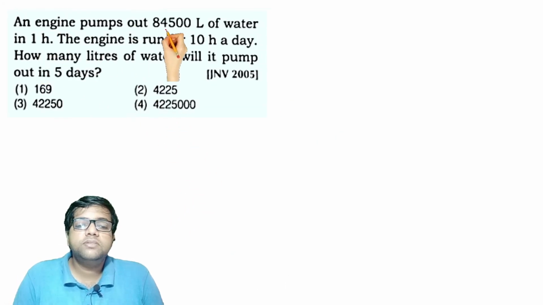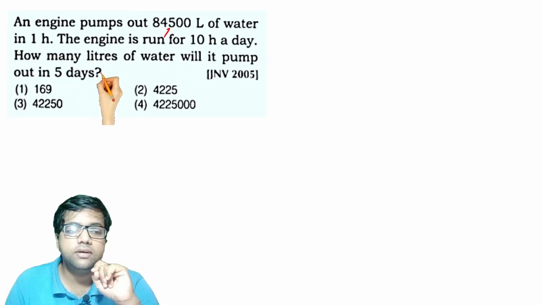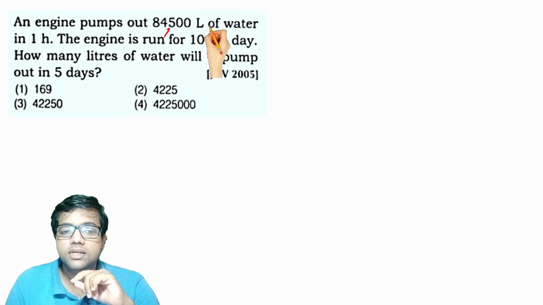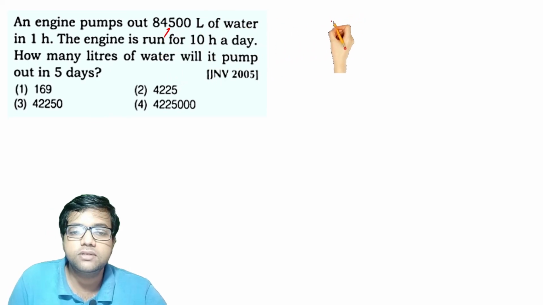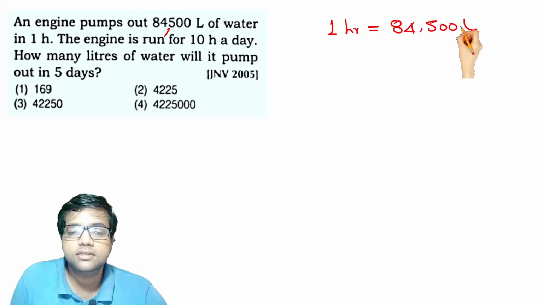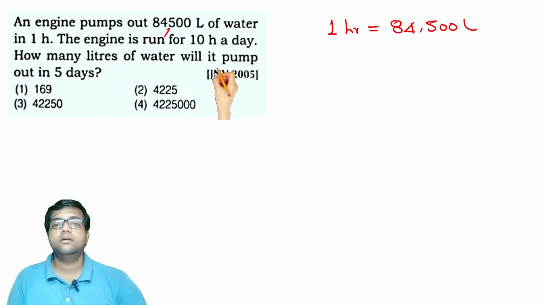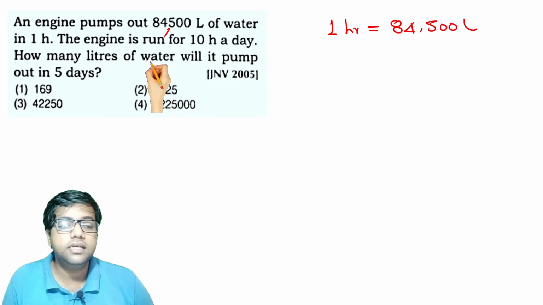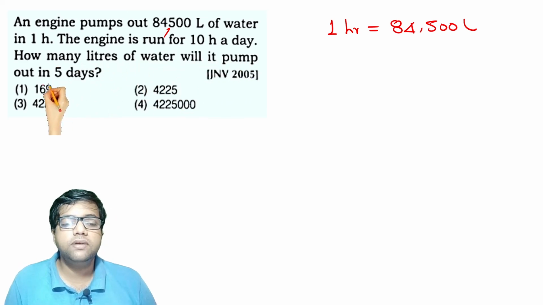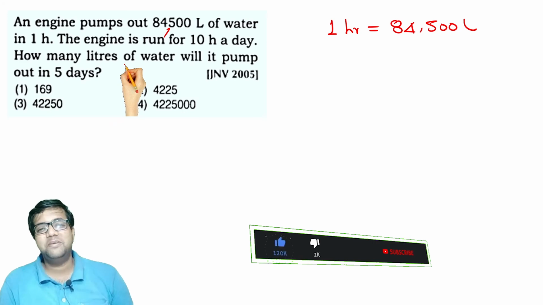An engine pumps out 84,500 liters of water in every 1 hour. The engine runs for 10 hours a day. How many liters of water will it pump out in 5 days?